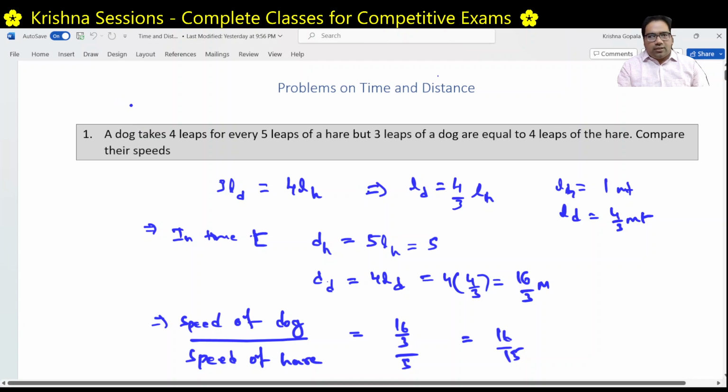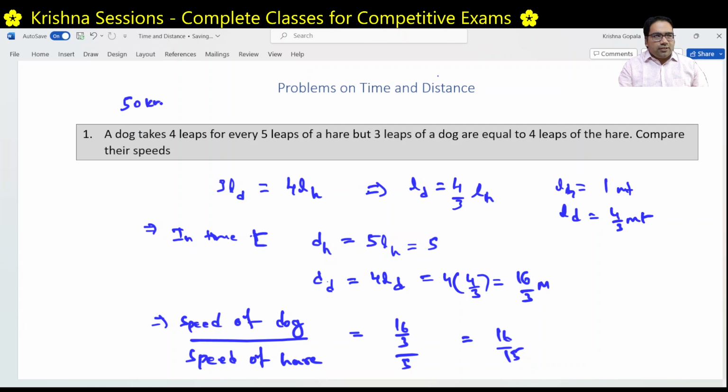For example, I can travel at 50 kilometers per hour and I travel 5 hours. What does that mean? That means the distance I will travel is 50 kilometers per hour into 5 hours, 50 into 5, 250 kilometers. This is the distance that I travel.